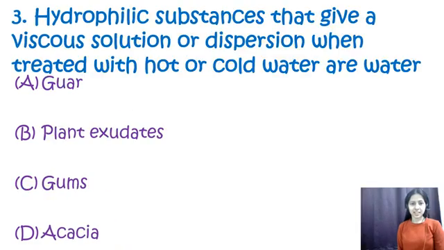Number 3. Hydrophilic substances that give a viscous solution or dispersion when treated with hot or cold water are: A. Guar, B. Plant exudates, C. Gums, D. Acacia. So the correct answer is option C, that is gums.